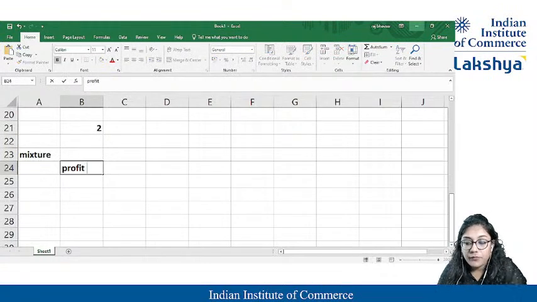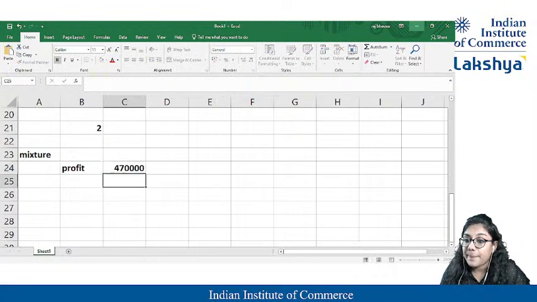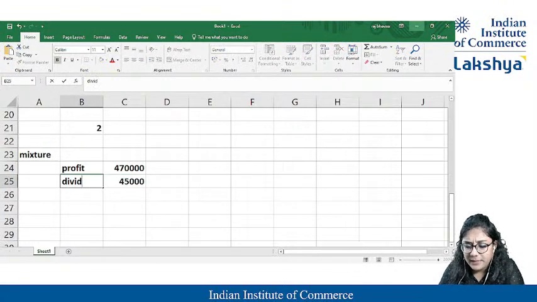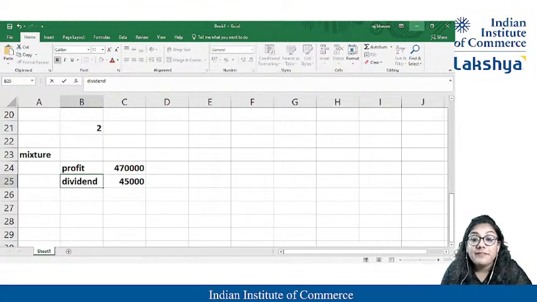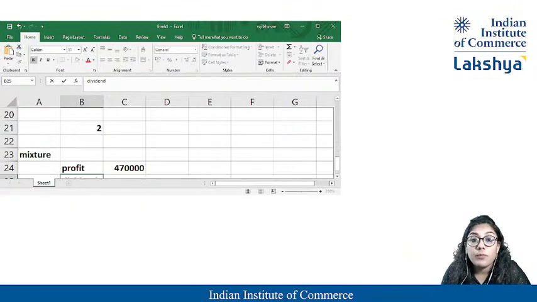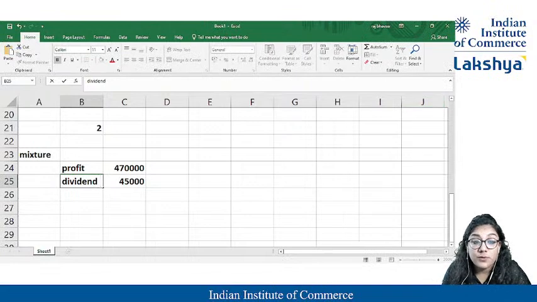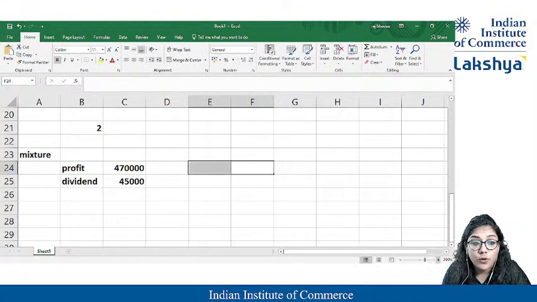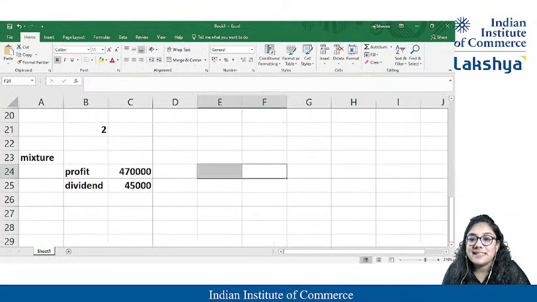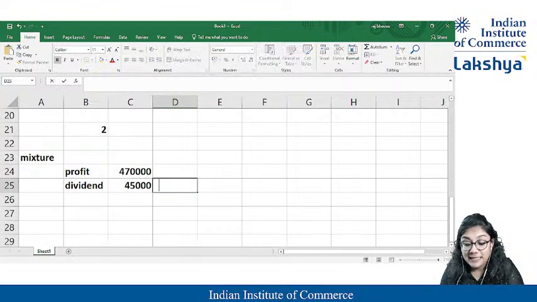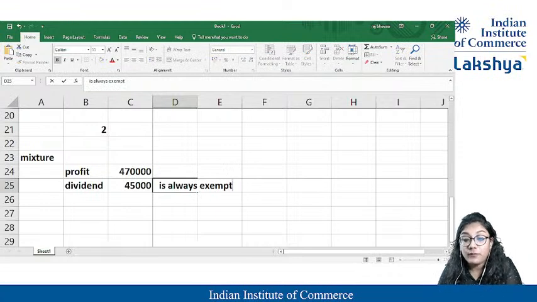Profits. If you check, it was 4 lakh 70. And 45,000 was a dividend also. Is dividend allowed? Tell me yes or no. Dividend is always an exempt income for whom? Students, you know that dividend is always exempt for a company. No matter whatever dividend you are getting, it is exempt for companies.